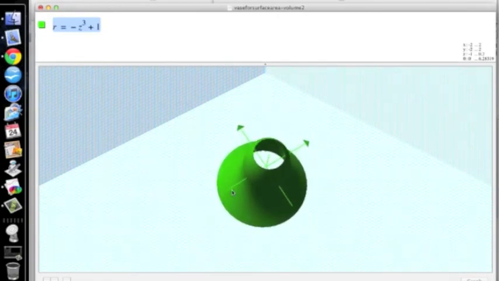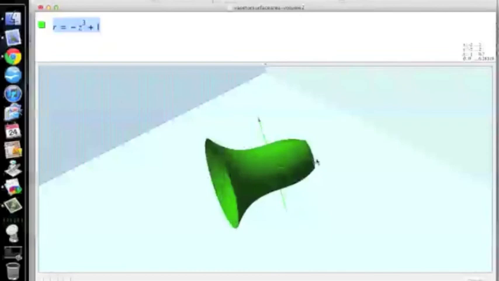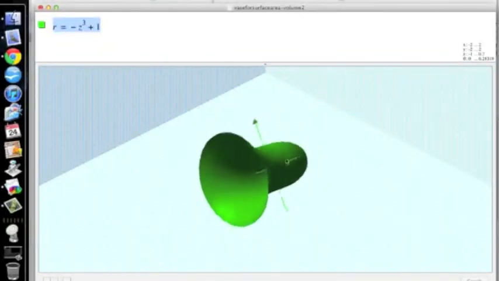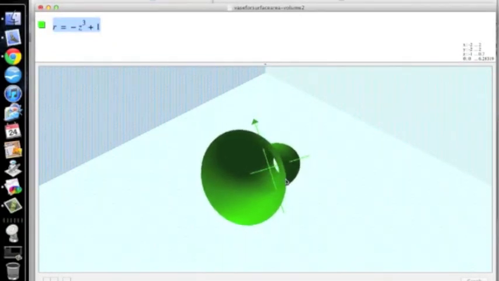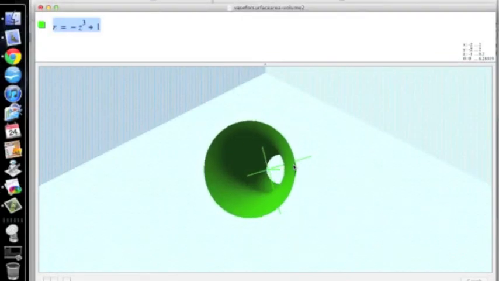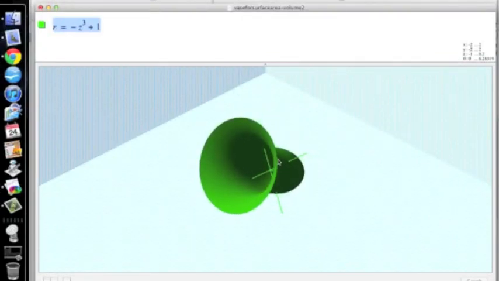Okay, the next thing I want to do is figure out the volume of this vase. So I'm going to come back and talk about volume in the next set of videos.